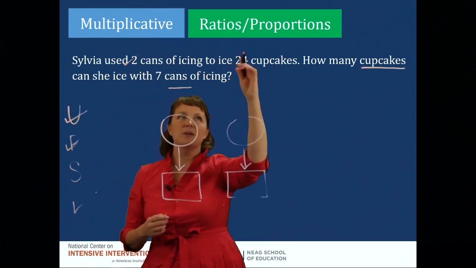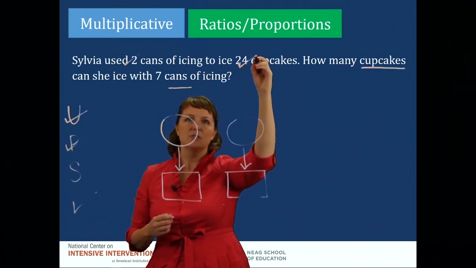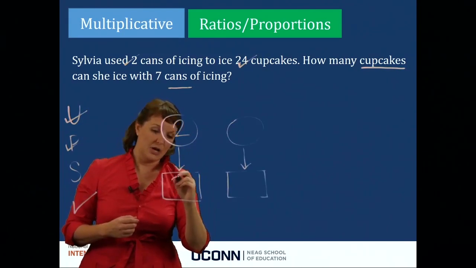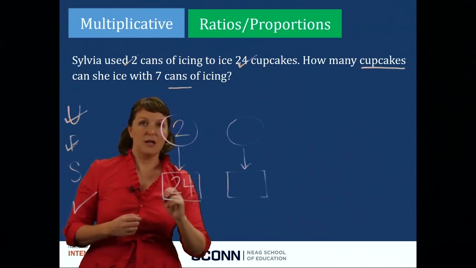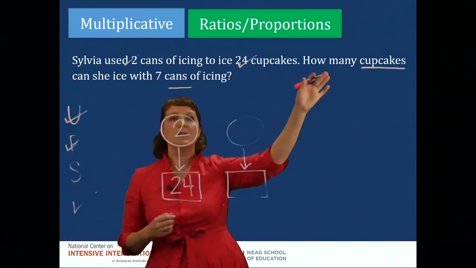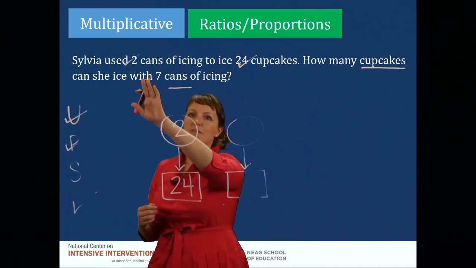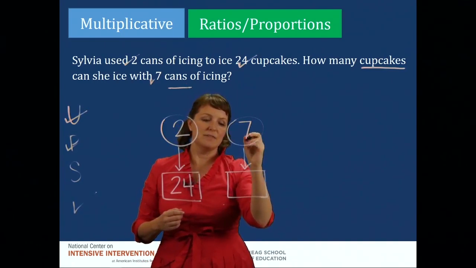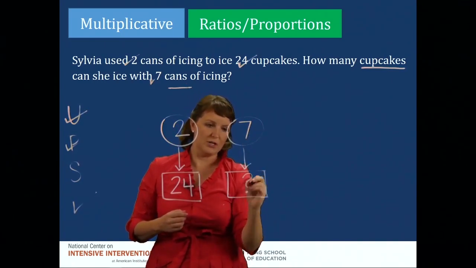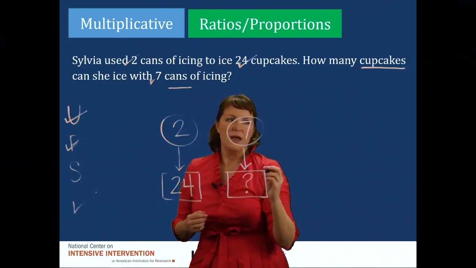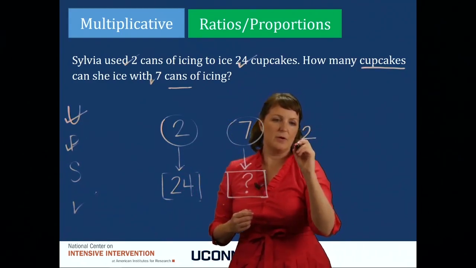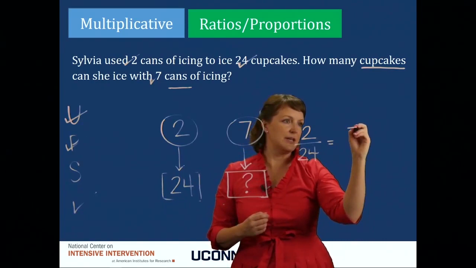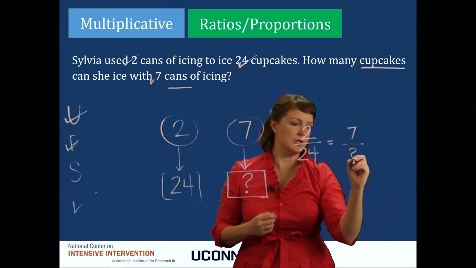And while I'm here, I'm going to say that those 2 cans ice 24 cupcakes. So if 2 cans ice 24 cupcakes, then how many cupcakes can she do with 7 cans of icing? So I'll cross off that 7. So 7 cans of icing, ice, question mark, cupcakes. Now I'm going to set this up in an equation form. 2 over 24 is the same as 7 over question mark.